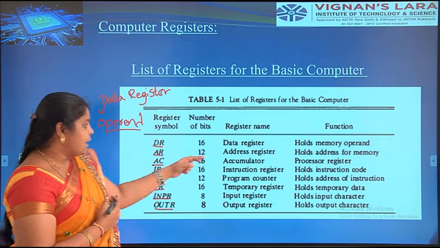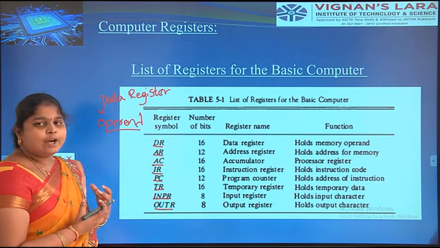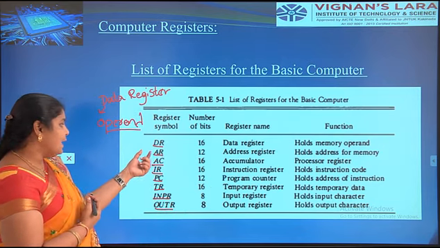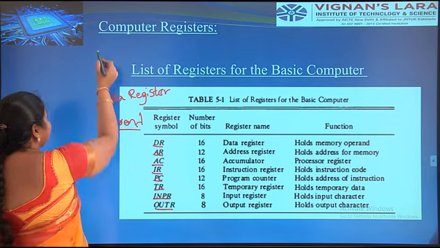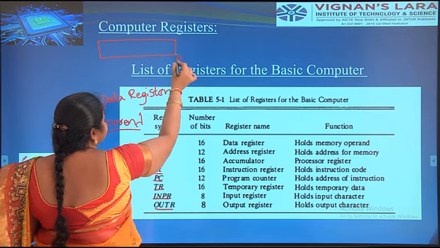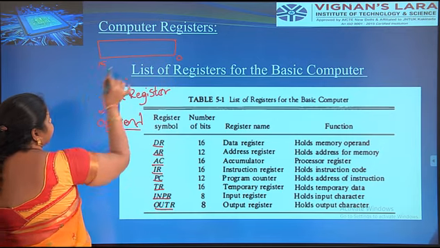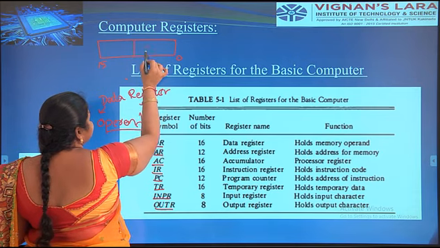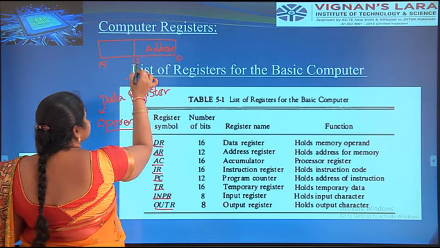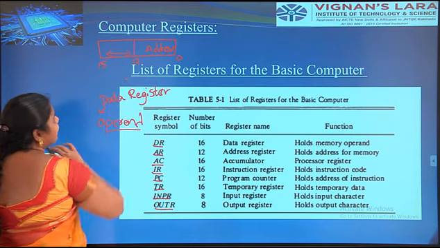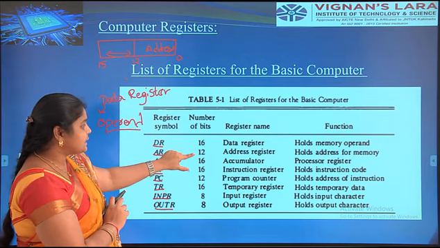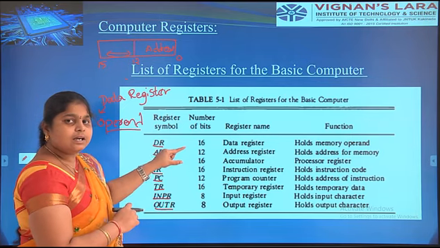Next, AR means address register. It can hold 12 bits of information. It holds the address of memory. In the address register, what is the address? For example, take the instruction format like this: 16 bits, numbered 0 to 15. The first 12 bits may be the address register. AR means address register. The remaining bits are used for another purpose. It holds the address of memory, 12 bits.